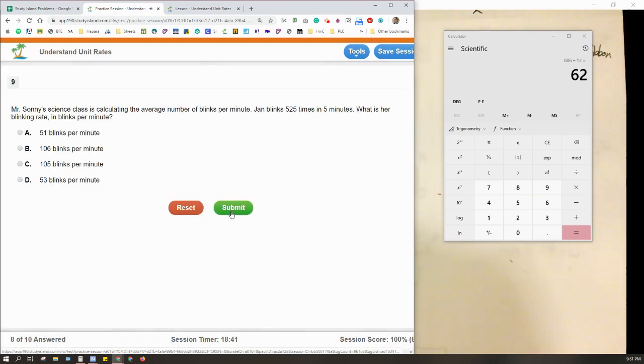Number 9, Mr. Sunny's science class is calculating the average number of blinks per minute. Right away, that should jump out at you. Whenever you see that word per, blinks per minute, blinks divided by minutes. Let's do it. Jan blinks 525 times in 5 minutes. What is her blinking rate in blinks per minute? Here we go. Blinks per minute, blinks divided by minutes. 525 divided by 5 gets you your blinks per minute. 105 blinks in every 1 minute.